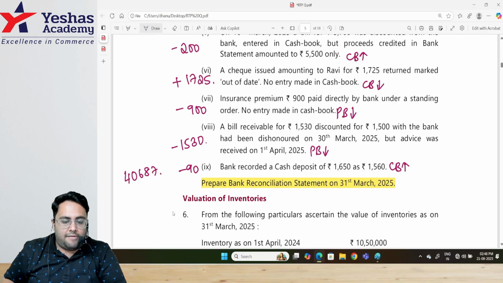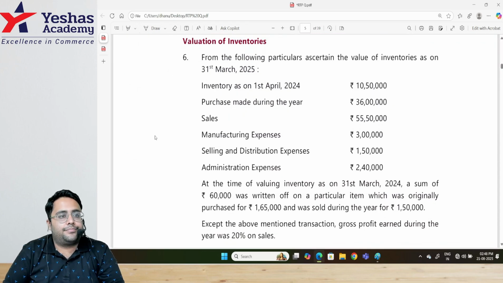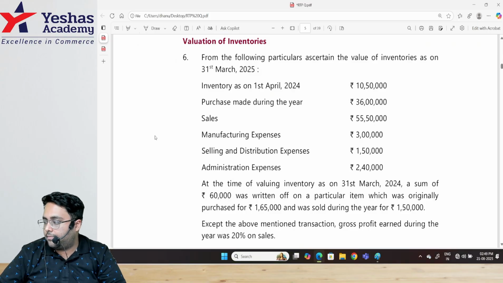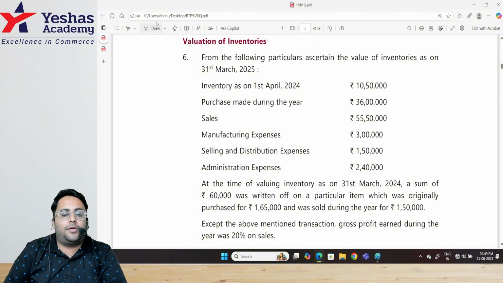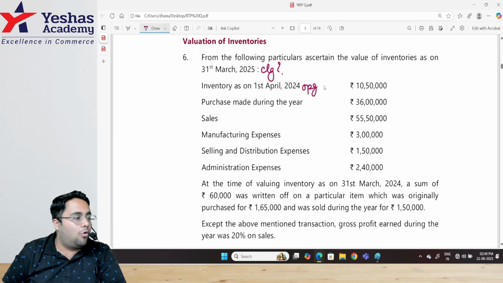Okay. Everybody, calculator in hand, valuation of inventory. Come back to class. Let us go ahead for the next question. From the following particulars, ascertain the value of inventory on 31st March 25. Ascertain the closing balance. Inventory on 1st April 2024, they've given you the opening balance. Purchases made during the year: what will you do? Purchases made will be added.